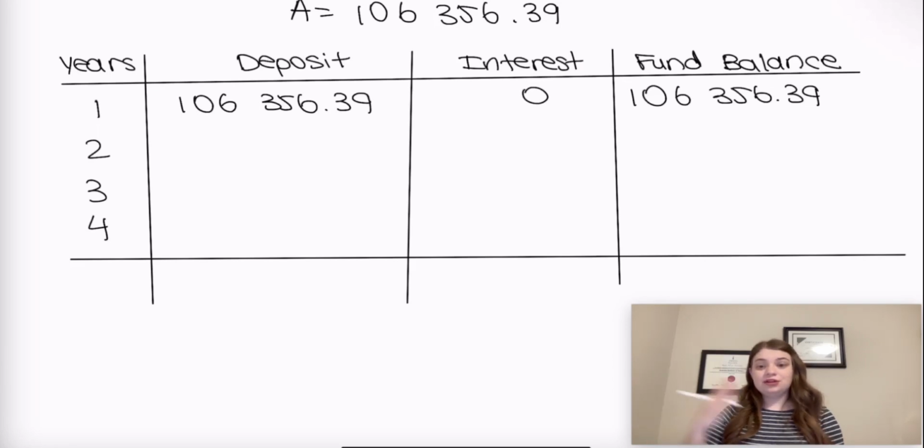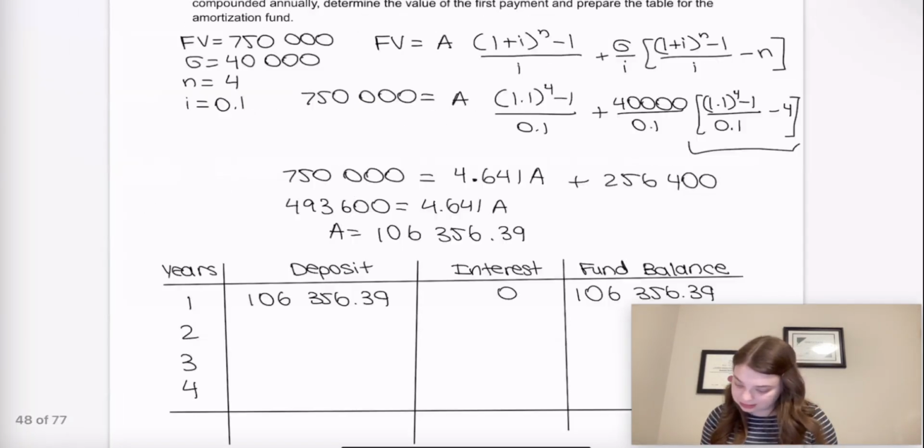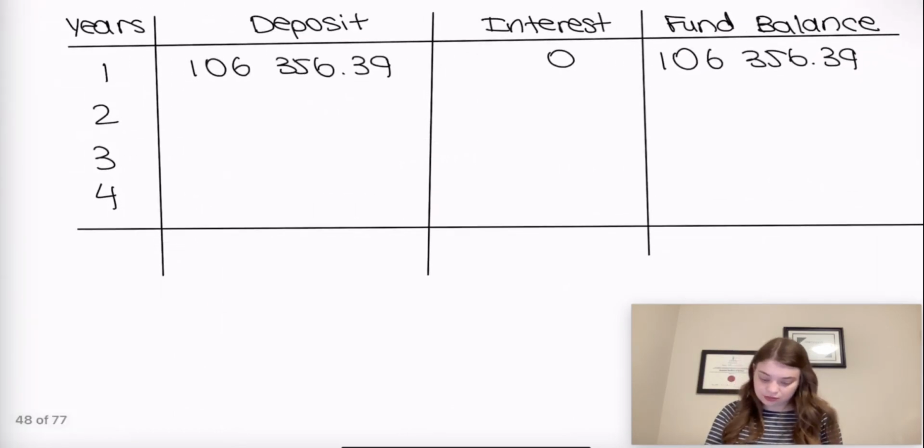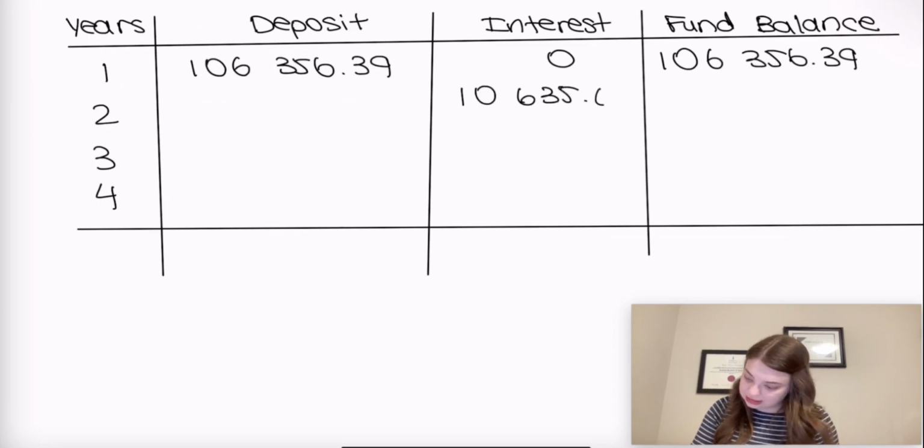Okay, next we need to find out, okay, well, how much interest are we going to make on that money? Well, in year 2, that means 1 year has passed. And so that means that we are going to be making, well, what percent was it? It's 10%. Okay, so 10% of this. 106,356.39 times 10% is going to give us $10,635.64 of interest, which is pretty great.